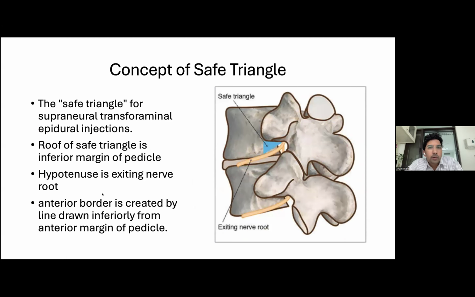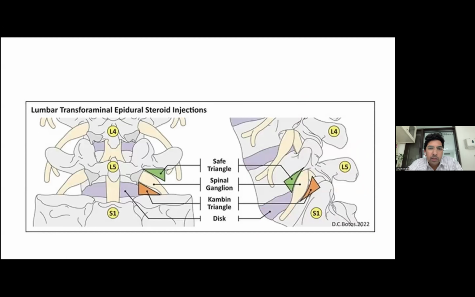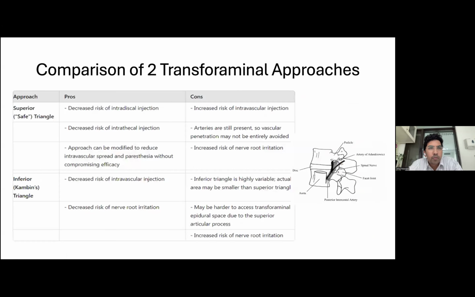Then there is the concept of a safe triangle, which is important for transforaminal epidural injections. As opposed to Kambin's triangle, which goes below the nerve root, the safe triangle is above the nerve root, and it carries high chances of vascular injury and high chances of nerve root irritation while performing the block.